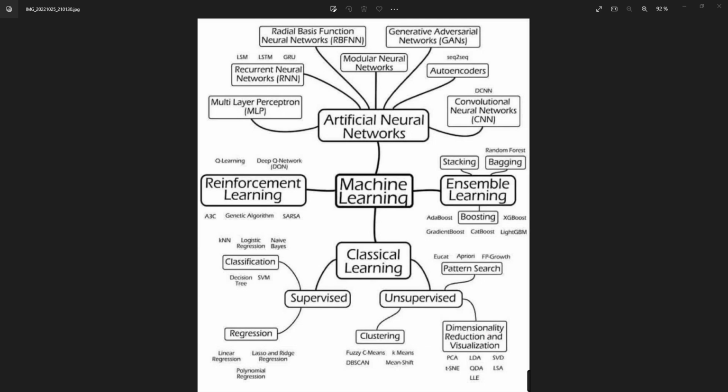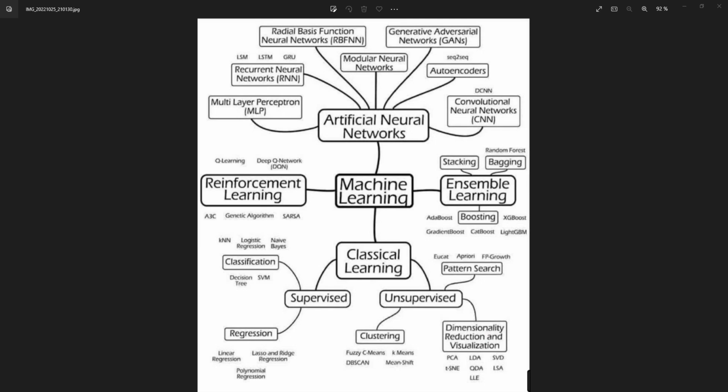Then on the left side, we have reinforcement learning, which means we have Q-learning, deep Q networks, which are there for training an agent in an environment that you can play around in, like these Atari games, which you know from DeepMind and so on.